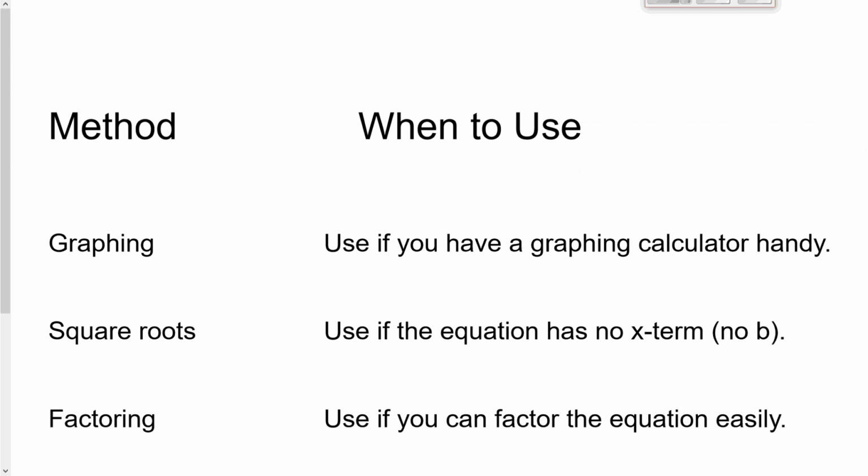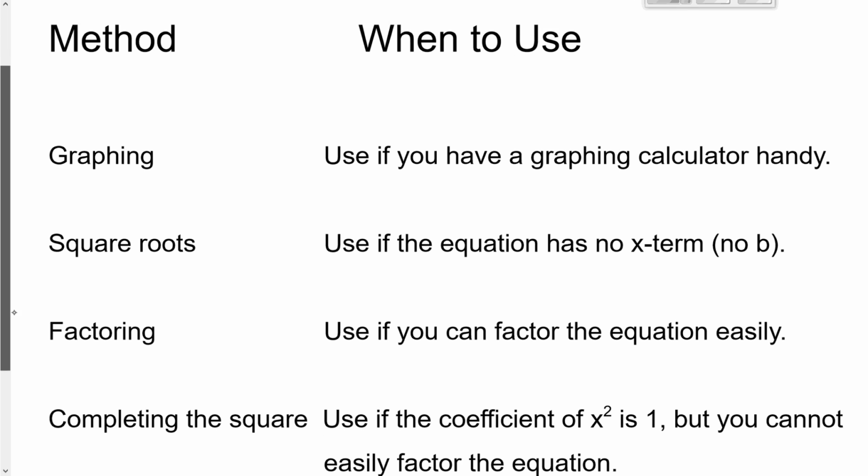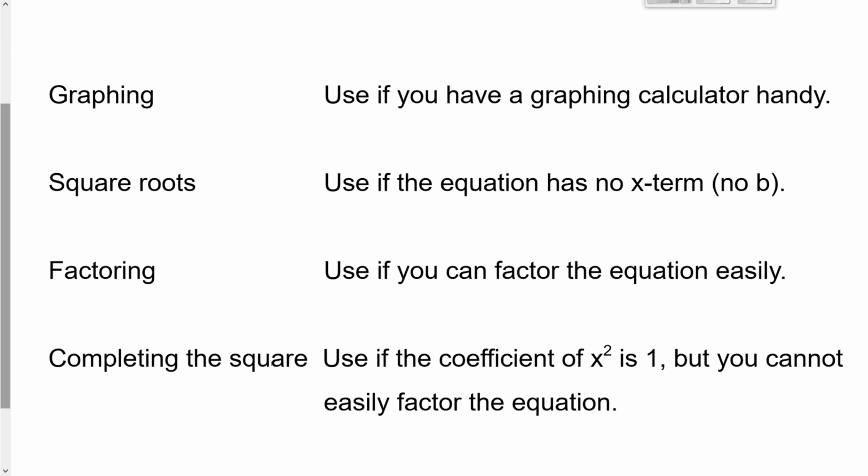Okay, so here's some of the different methods and when to use them, right? So methods of solving quadratics. Okay, so one way is graphing, and we use graphing usually just when we have a graphing calculator handy, or if we have graph paper. But the other ways are pretty much better. Okay, square roots. We use square roots when there is no x term, no b. When b is gone, we can solve by square rooting, right?